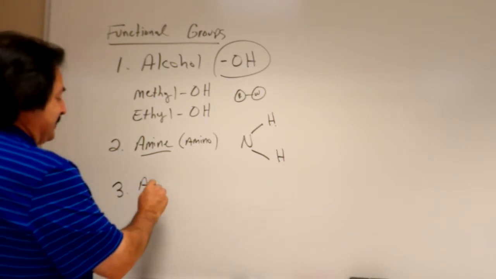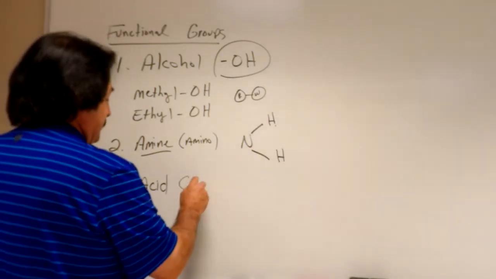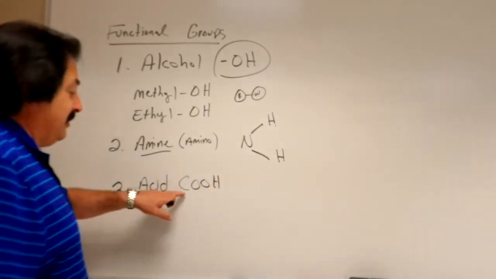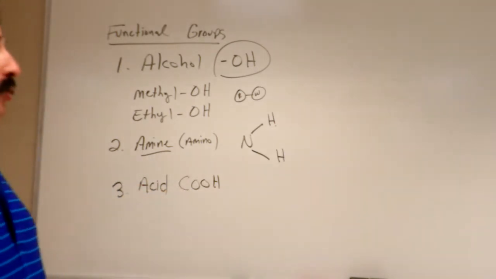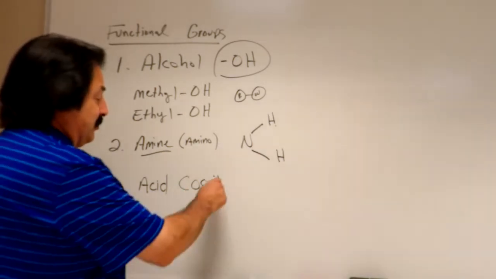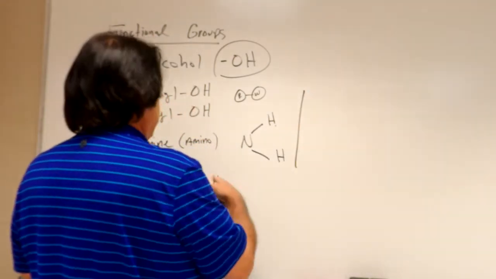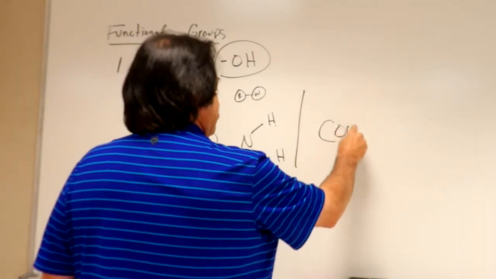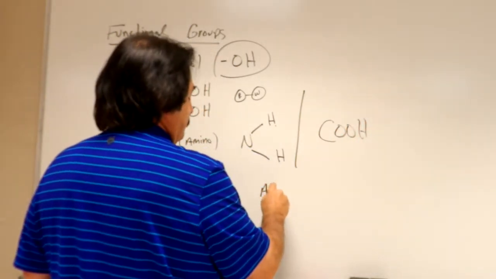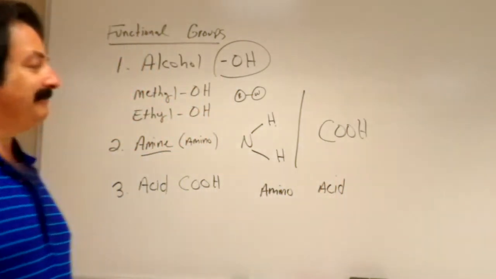3, your acid group. Another name for an acid group is carboxyl group. Carboxyl, C-O-O-H. High school, I memorized this as the COO group, okay? COO. 1 carbon, 2 oxygens, 1 hydrogen. And by the way, if you take an amine group, add it to an acid group, you make an amino acid. Okay?